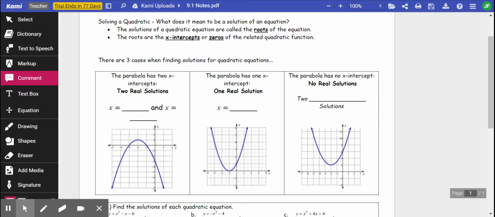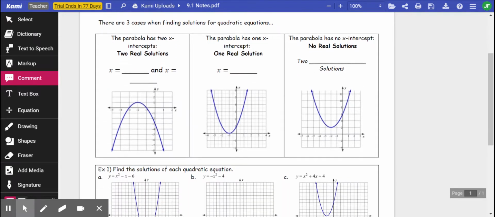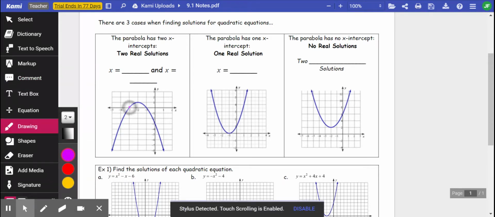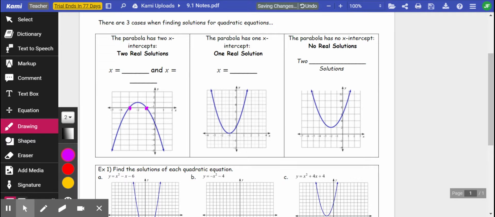There are three cases when you're finding solutions for quadratic equations. The first one is when you have two solutions. What we're looking at here is the points where the graph crosses the x-axis will be your solutions. I want you to be really careful here. It crosses at x equals -3 and x equals -1. So those are our two solutions.